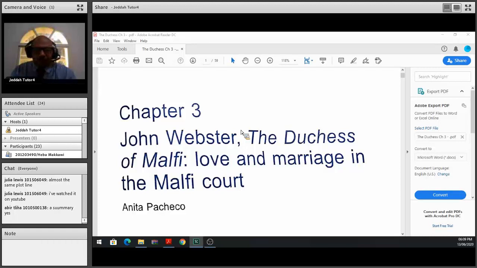So it's time that you started reading the original text, because this is what our classes are obviously about. It's about encouraging you to read the original text. So don't allow yourself to forgo the pleasure of reading the original text.